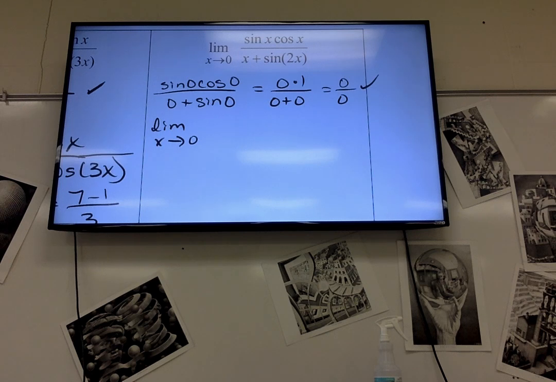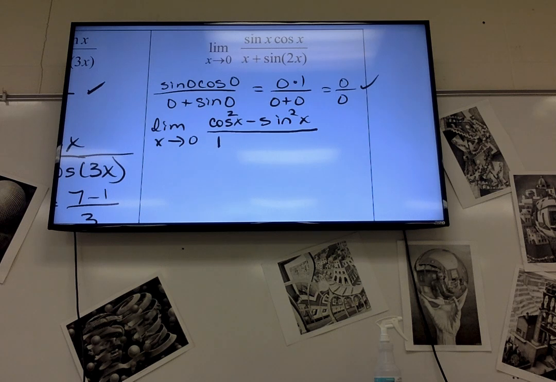So, derivative of sine is cosine. It's going to be cosine x times the cosine of x, so cosine squared x, plus sine times the derivative of cosine, which is negative sine. This is an equation for something, isn't it? Sine squared plus cosine squared is 1. But now this is minus.